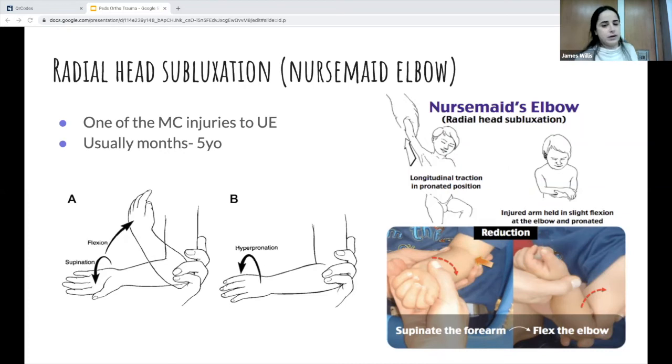If it is the first time, you don't even need to do follow-up for this patient or immobilization. But if it is something that's been going on for a while and it happens often, then you want to assure that this patient gets follow-up with ortho. And you can also do an arm sling, not a splint. Any questions with nursemaid elbows?